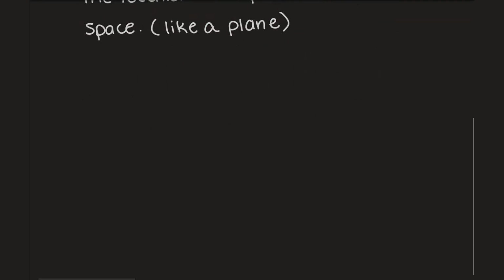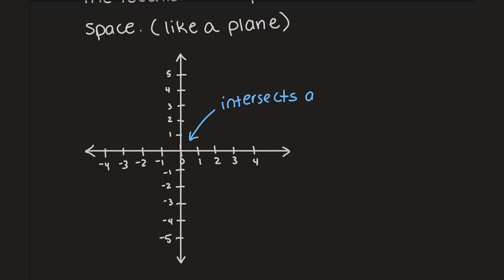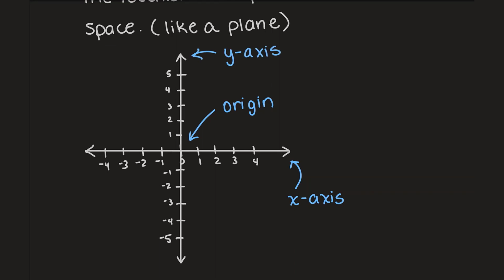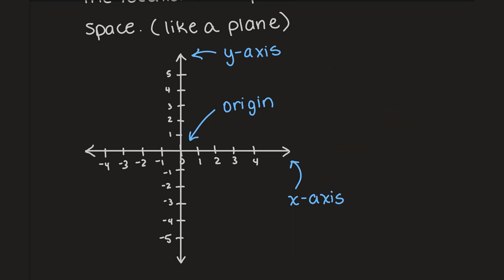We start by graphing a horizontal number line, and then we plot a vertical number line through 0. And we have them both intersect at 0. The intersection point is called the origin. The horizontal number line is called the x-axis, and the vertical number line is called the y-axis. And we call this system the rectangular coordinate plane.